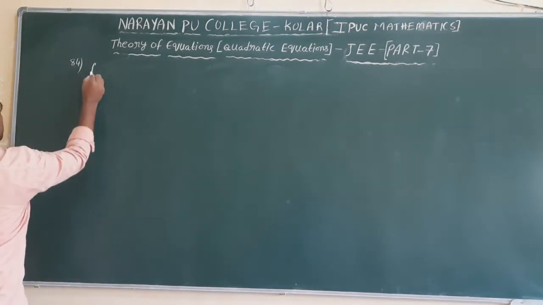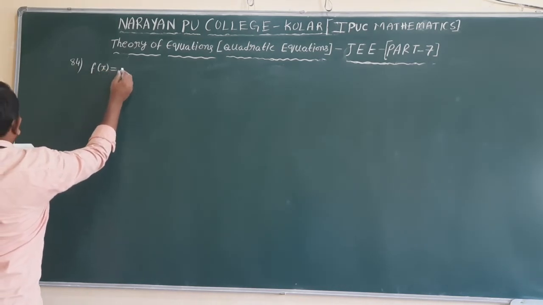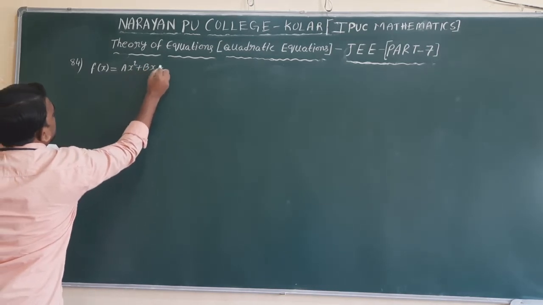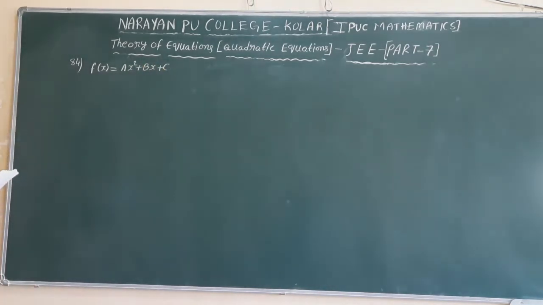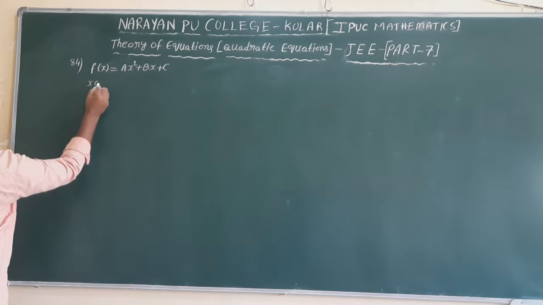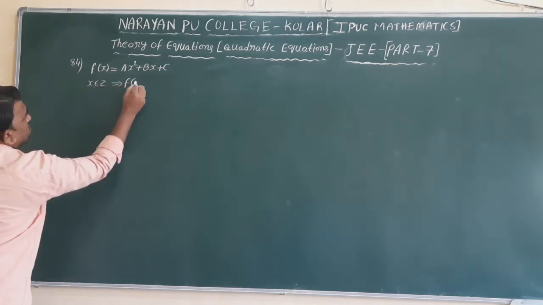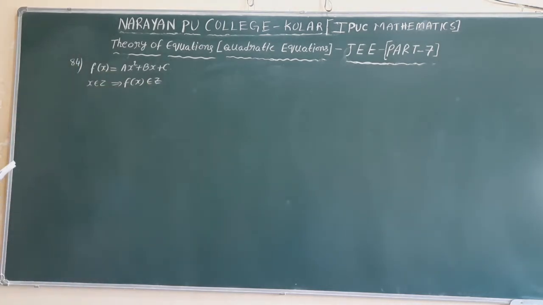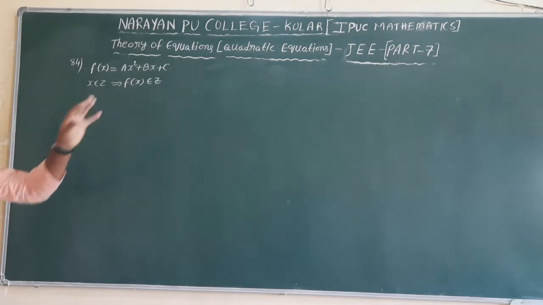Let f(x) equal to Ax² + Bx + C, where A, B, C are real numbers. If f(x) is an integer whenever x is an integer, that is, if x belongs to Z, f(x) also belongs to Z. Whenever x is an integer, f(x) is an integer. Then which of the following numbers is not necessarily an integer? Out of the 4 options, which is not necessarily an integer?